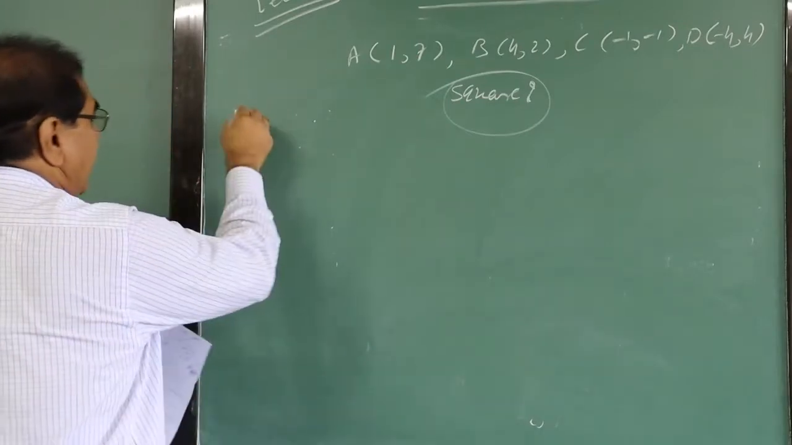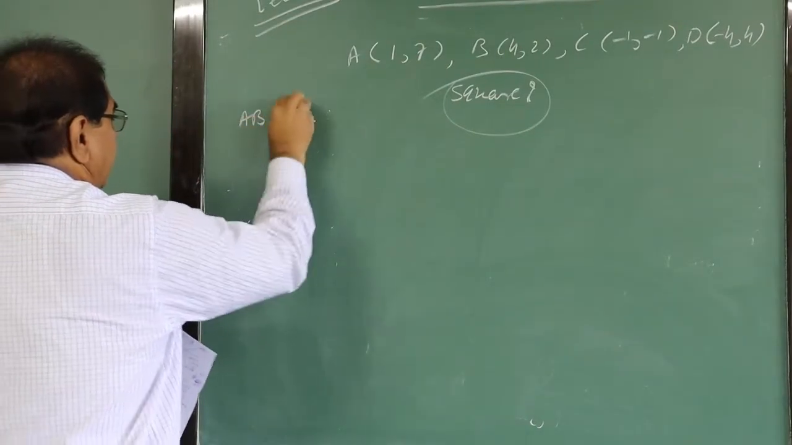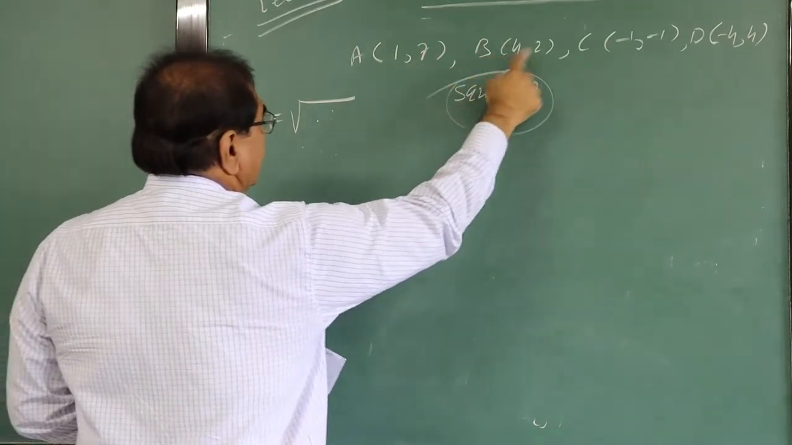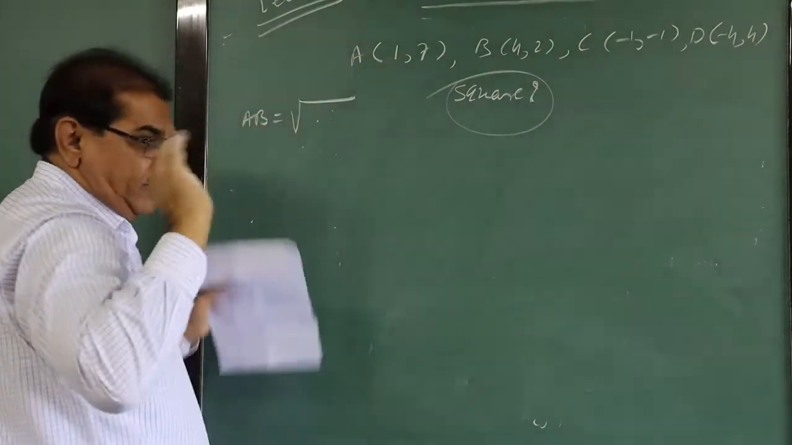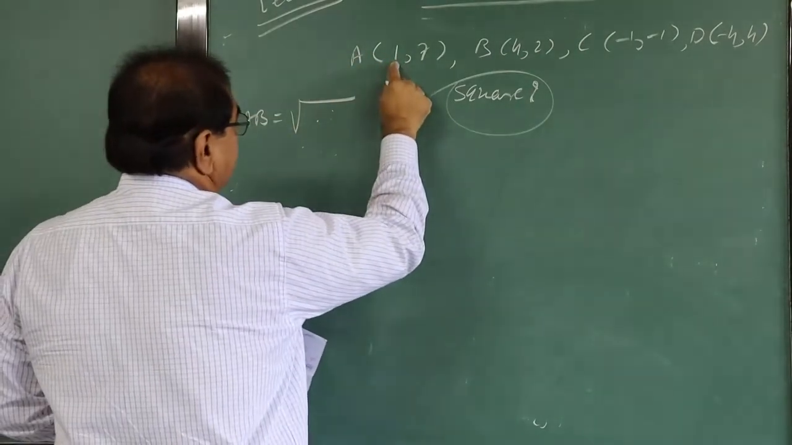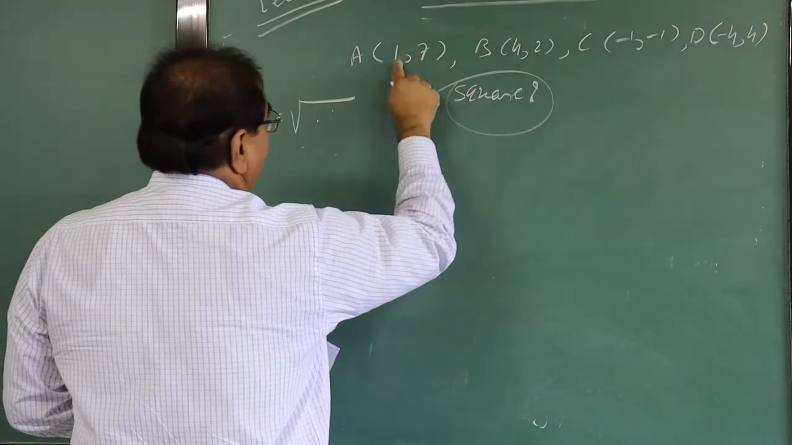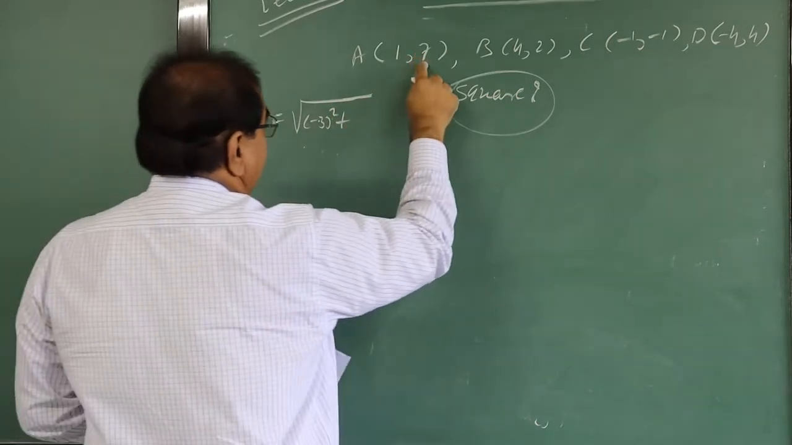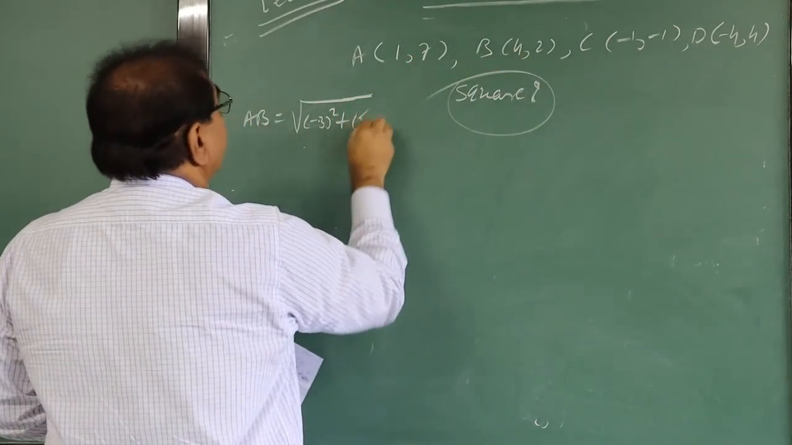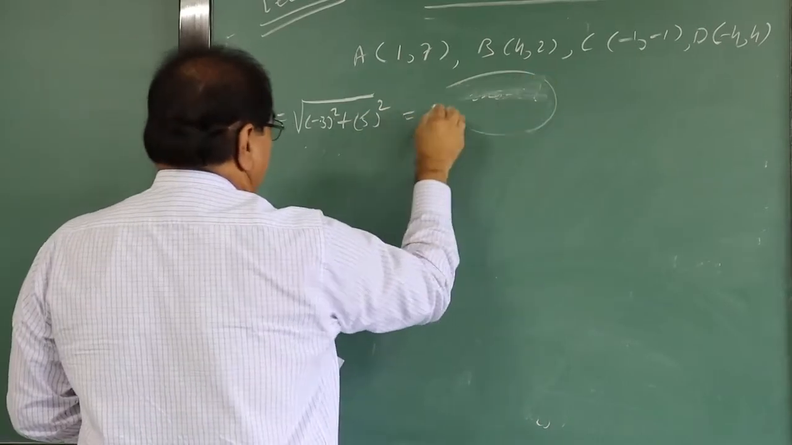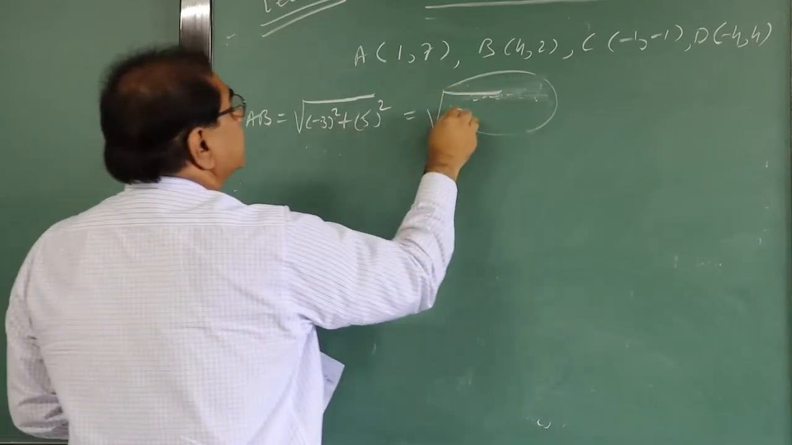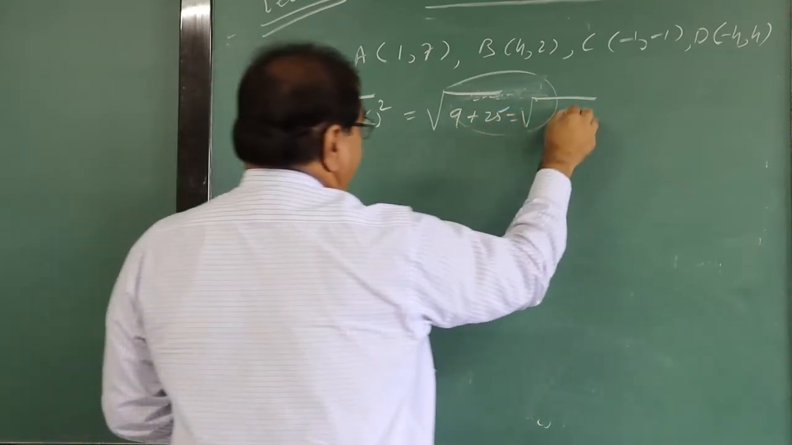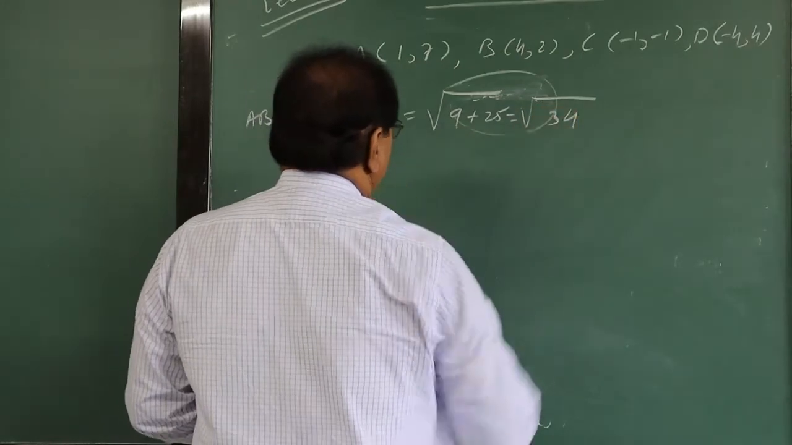Okay. So first of all, I find AB. AB means these two points, x1, y1, x2, y2. I think now the formula is in your mind. x1 minus x2, 1 minus 4, it is -3 square, plus 7 minus 2, 5 square. So it is equal to 3 square is 9, 5 square is 25. So 9 and 25 is 34. Root 34.